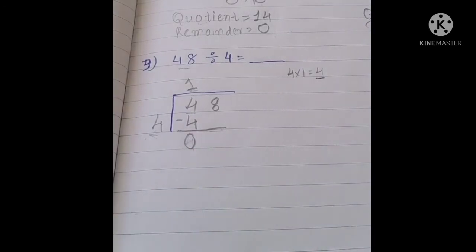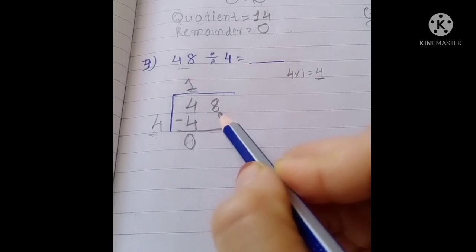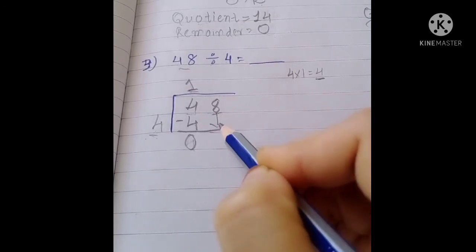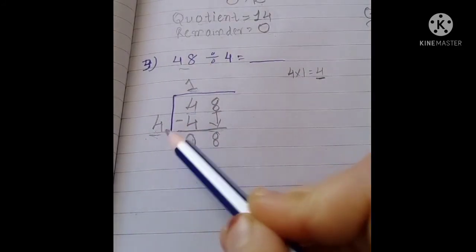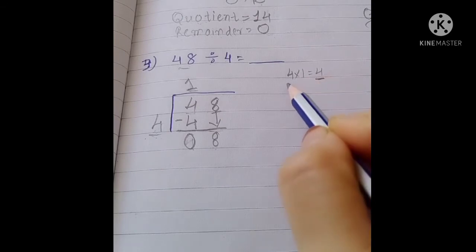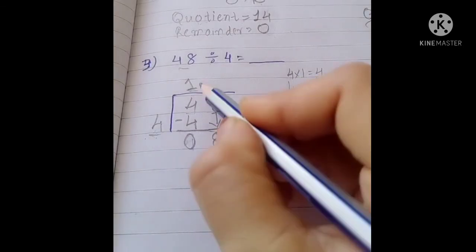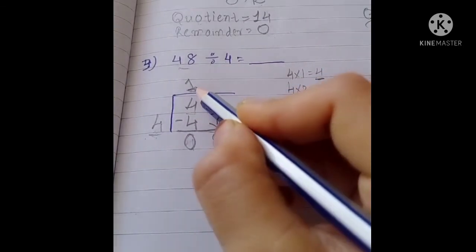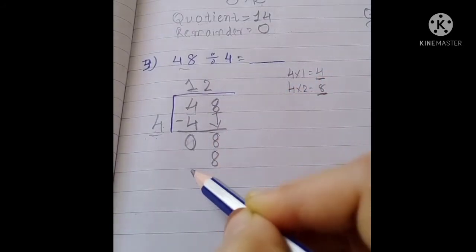We get answer 0. Now second step, here you can see this number is still remaining, right? So you have to put 8 down. Now students, you have to speak the table of 4 till you are getting 8, right? So 4 ones are 4, 4 twos are 8. So here students we get 8, right? Means you have to write 2 beside the number 1. So 4 twos are 8, right?